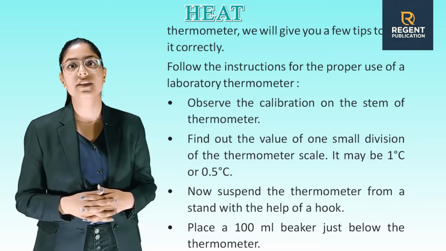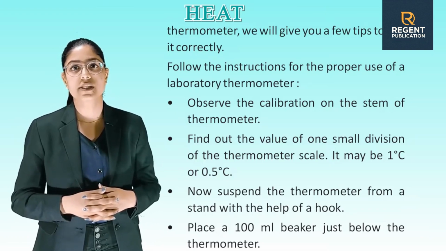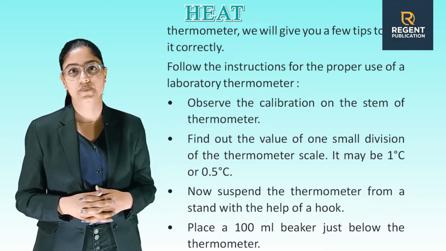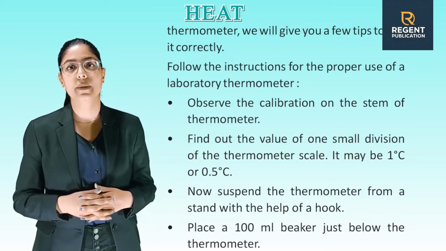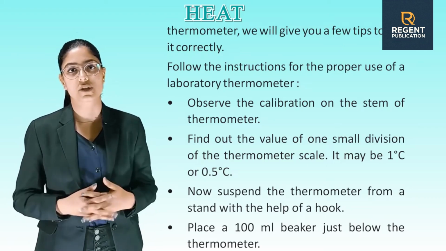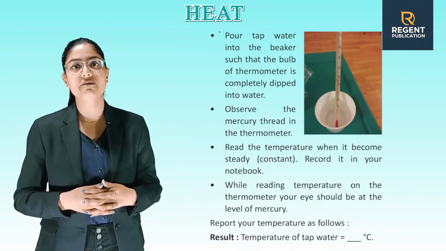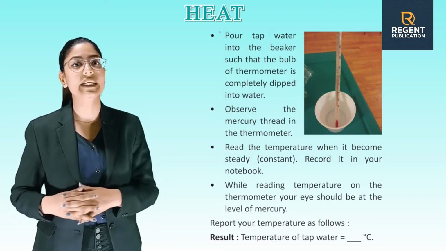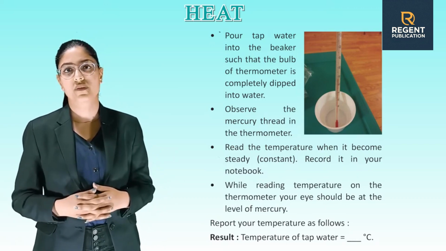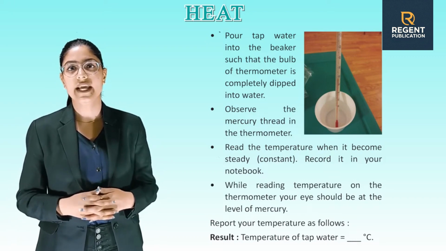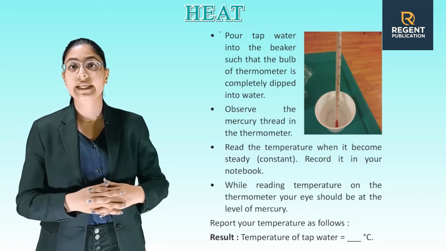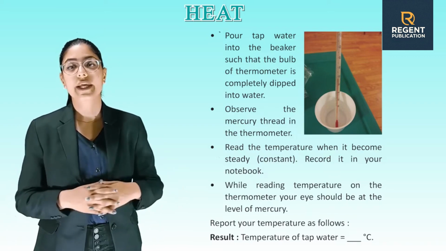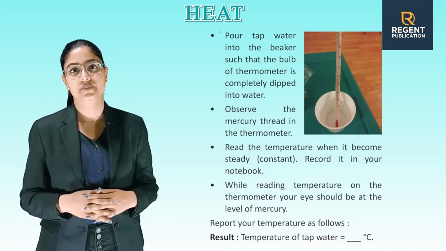Now suspend the thermometer from a stand with the help of a hook. Place a 100 ml beaker just below the thermometer. Pour tap water into the beaker such that the bulb of the thermometer is completely dipped into the water. Observe the mercury thread in the thermometer. Read the temperature when it becomes steady, constant. Record it in your notebook.